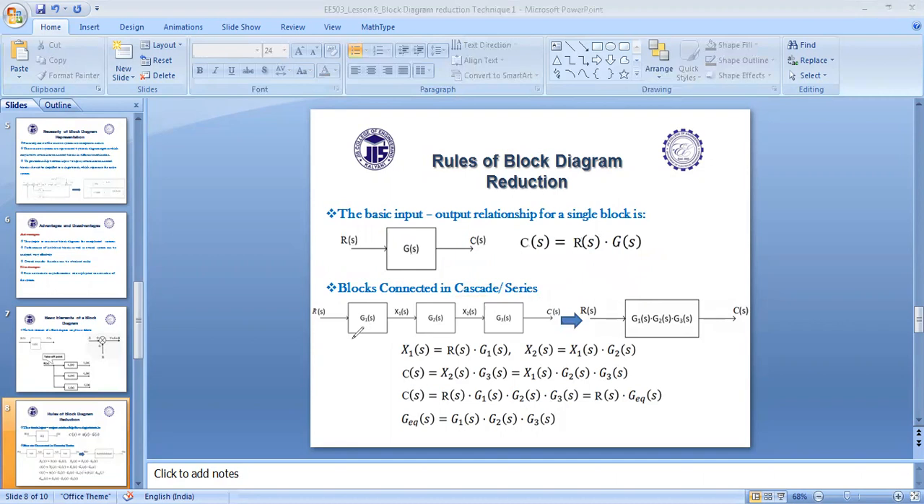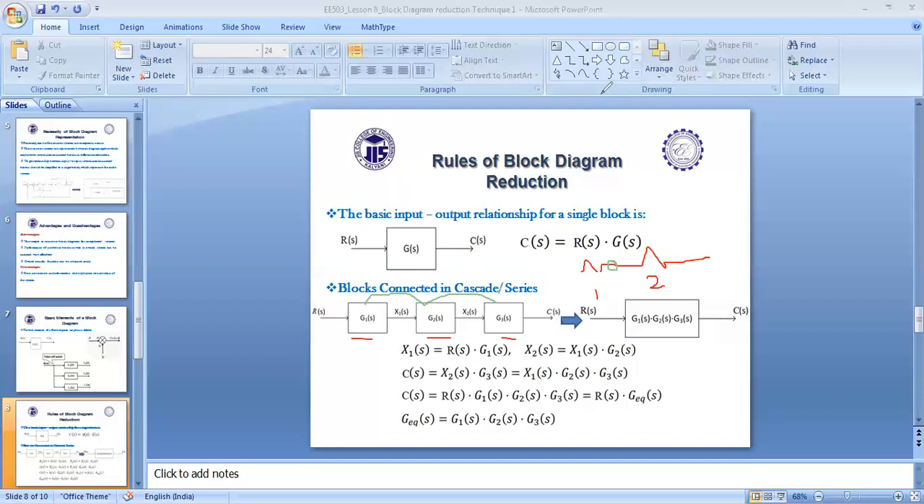See here, three blocks G1, G2 and G3. These three blocks are connected in series or cascade or back-to-back connection. What is back-to-back connection? See here, you all are familiar with this. These two resistors are connected in series. The end terminal of resistor 1 is acting as the start terminal of resistor 2. So this is known as back-to-back or series connection. Similarly here, G1, G2 and G3 are connected in back-to-back or series combination.